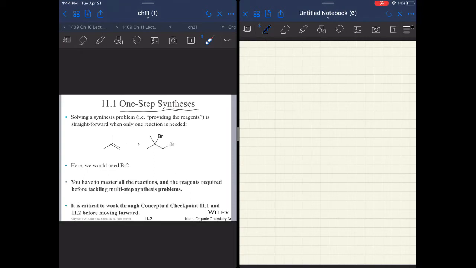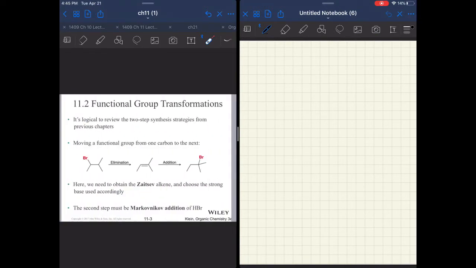Synthesis builds on that. We give you some sort of parameters on what you can start with and a goal of what you can finish with or where you need to end. It's not always just as easy as, okay, I need to add Br2 and I'm done. All right. Oftentimes we have to come up with a series of reactions, a synthetic route. Functional group transformations were introduced in chapter 8.